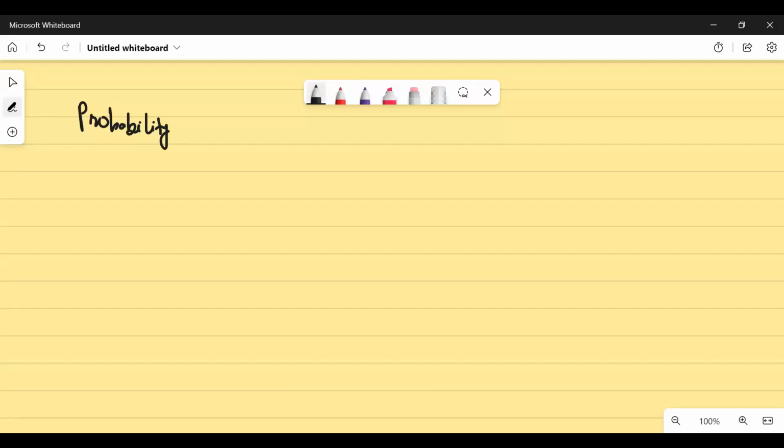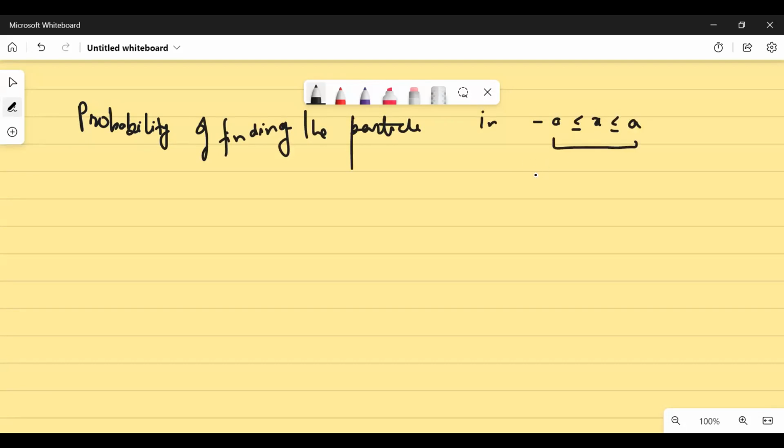So in the last class, we were discussing what would be the probability of finding the particle in the interval minus a to a, provided we are having this kind of wave function. We are having the potential V(x) equals minus V naught Dirac delta of x.